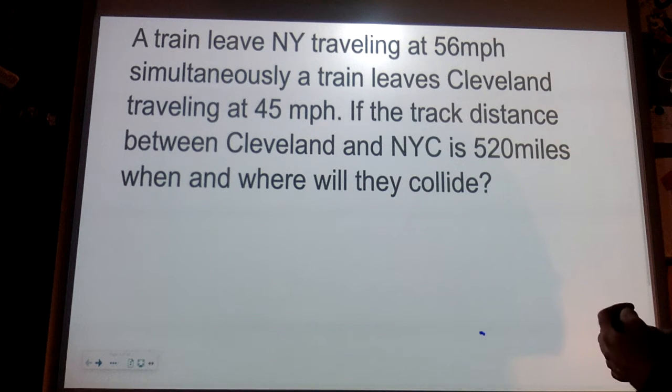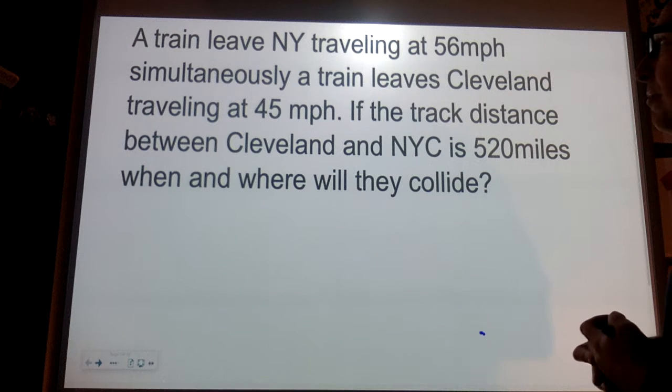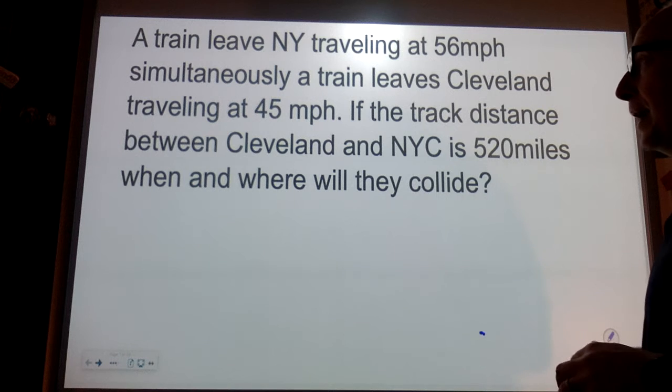We have a train leaving New York traveling at 56 miles per hour and a train leaving Cleveland traveling at 45 miles per hour. If the track distance between Cleveland and New York City is 520 miles, when and where will they collide?